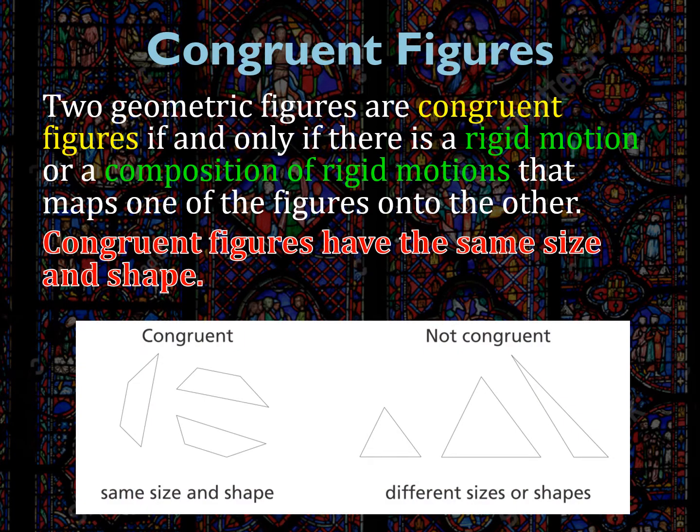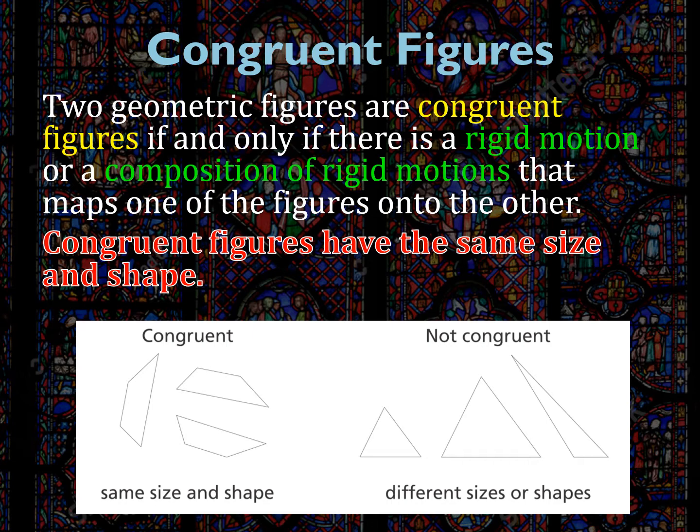So first we'll look at congruent figures. Two geometric figures are congruent figures if and only if there is a rigid motion or a composition of rigid motions that maps one of the figures onto the other. Here's the key takeaway. Congruent figures have the same size and the same shape. Not congruent figures do not have the same size or the same shape.